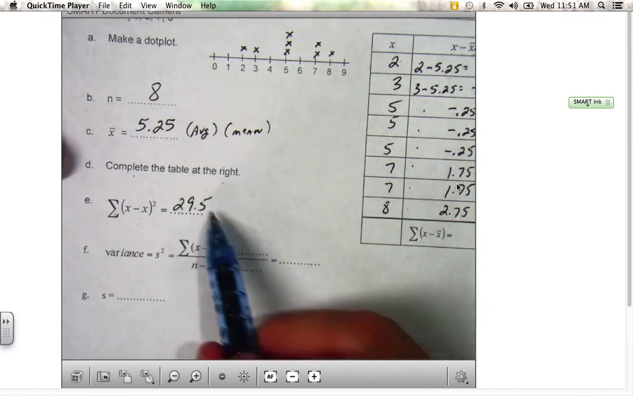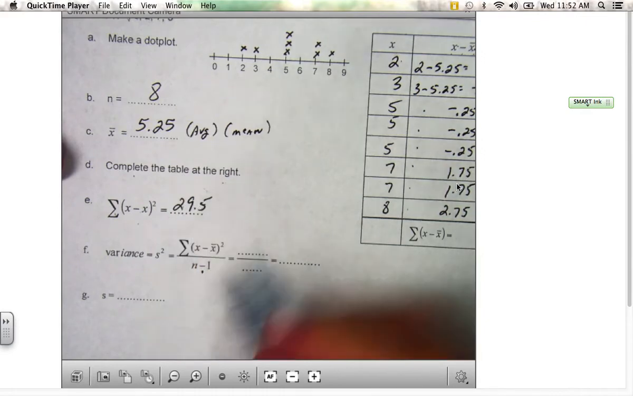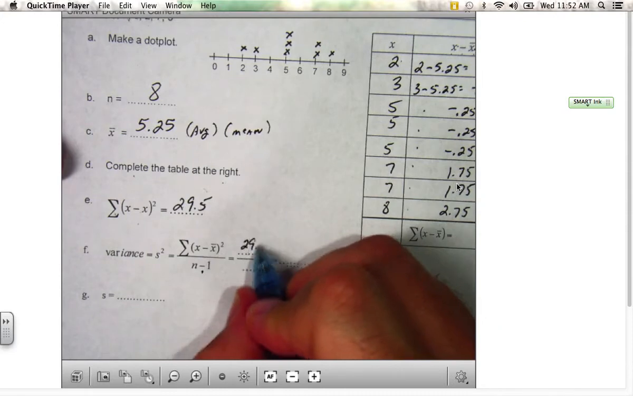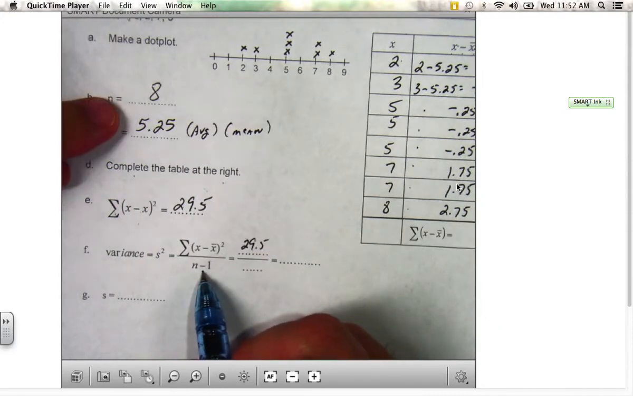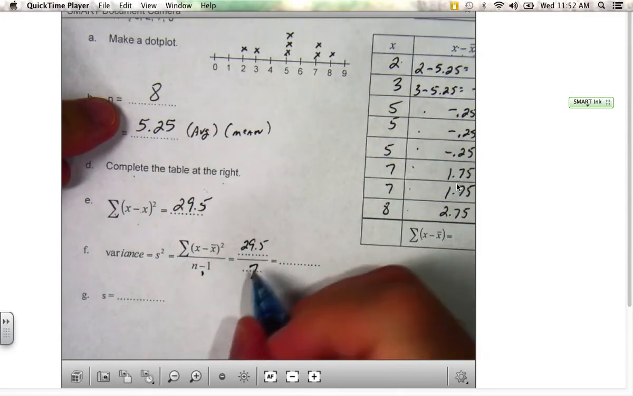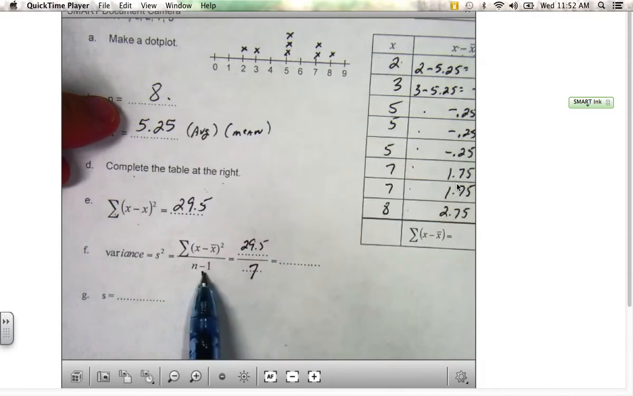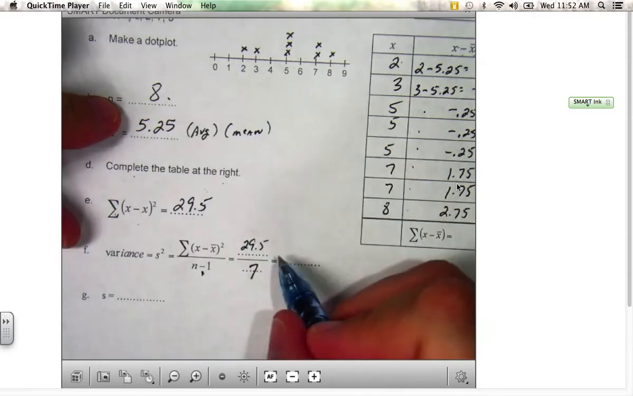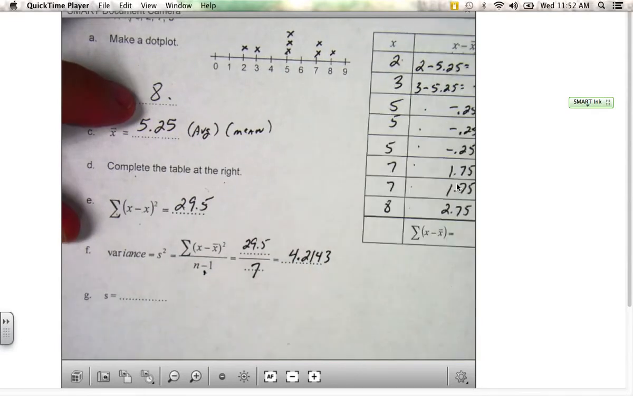So what we're going to do is take 29.5 and divide it by n minus 1. n happens to be 8, so 8 minus 1 is 7. So 29.5 divided by 7 happens to be 4.2143. And we'll talk about what variance means later on.